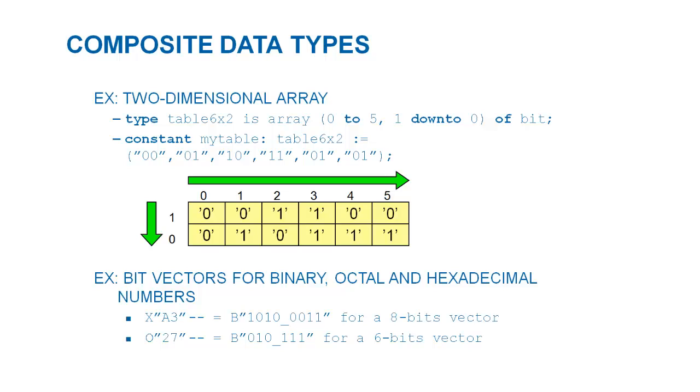And here is another example of how we can create a constant of type myTable, which I've recently defined, and then we assign values to it. Because this is a constant, it needs to have its value now, and this is how the values are organized in this myTable, that is an implementation of myTable 6 by 2.